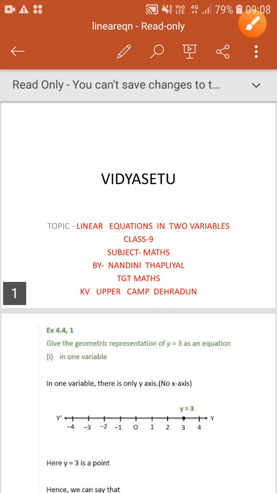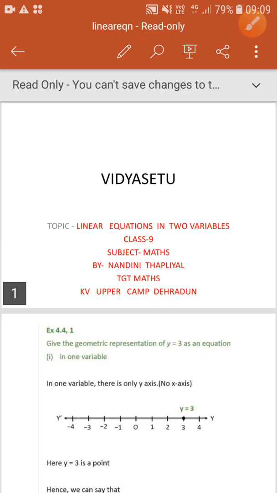Dear students, today we are going to study another very important topic of linear equation in two variables, and we have already studied its introduction. What is the standard form of linear equation in two variables? What do we mean by solution? And how do we plot the solutions, or how do we plot the graph of a linear equation? And it comes out to be a straight line.